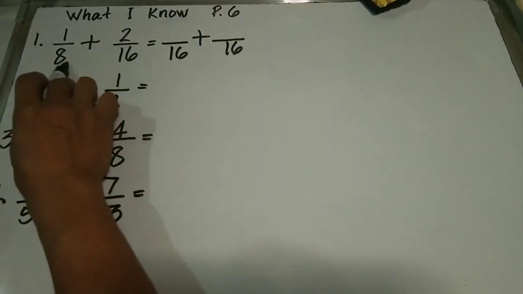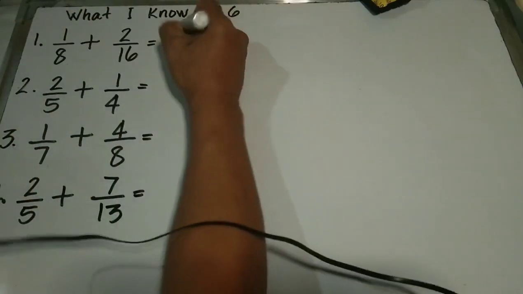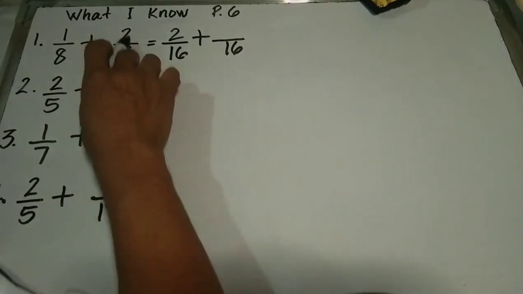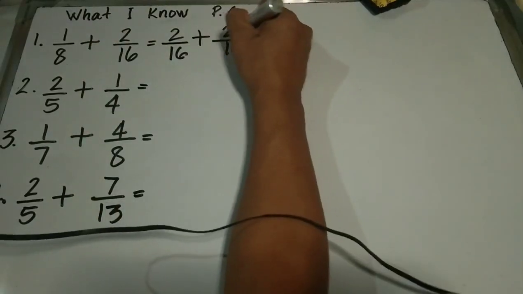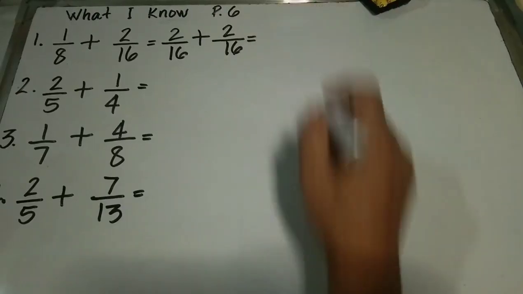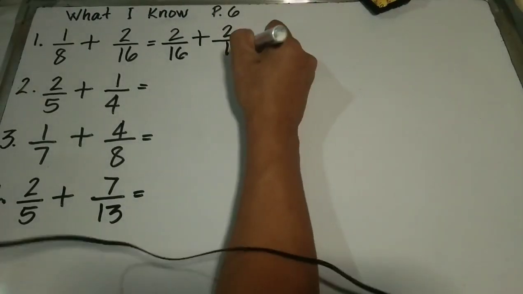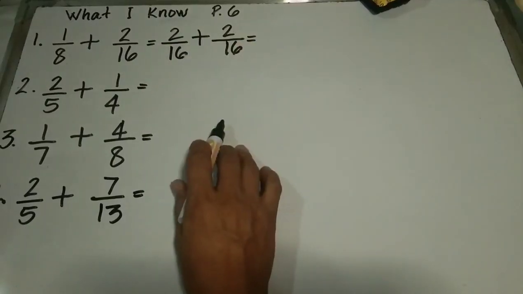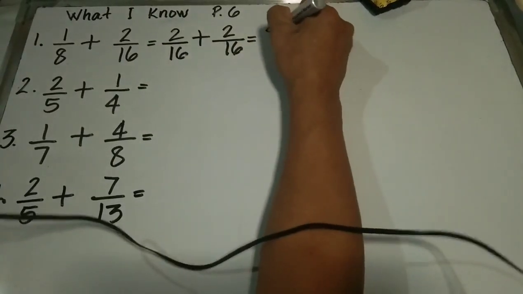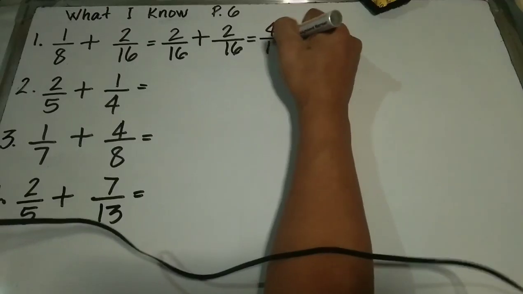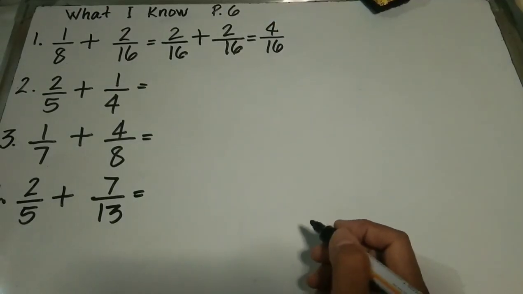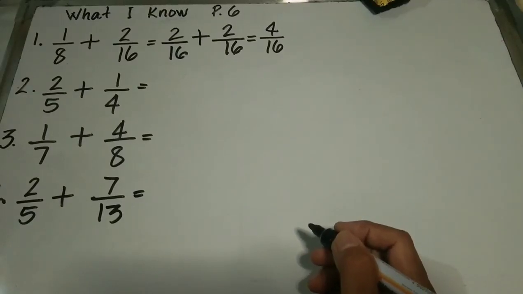16 divided by 8 will give us 2, times 1, so it will remain 2. 16 divided by 16 is 1, times 2, 2. So we will now add the fractions because they are now similar fractions. 2/16 plus 2/16, so the result is 4 over 16. So is the fraction in the lowest term? No. We can still reduce that one.